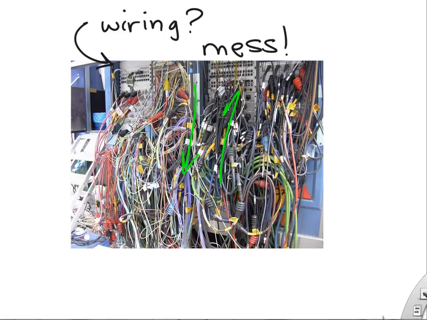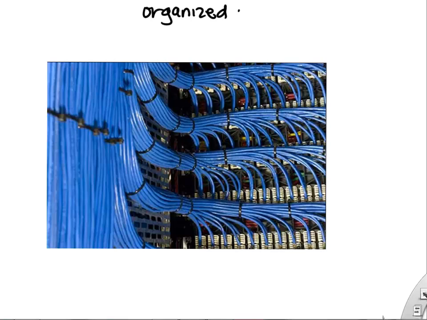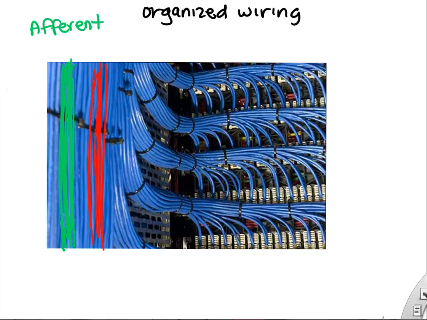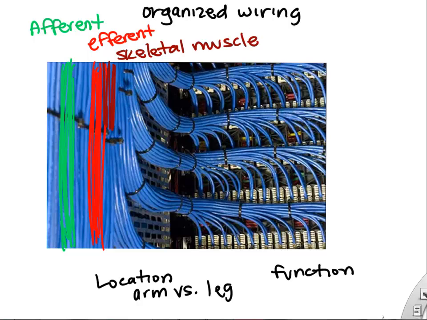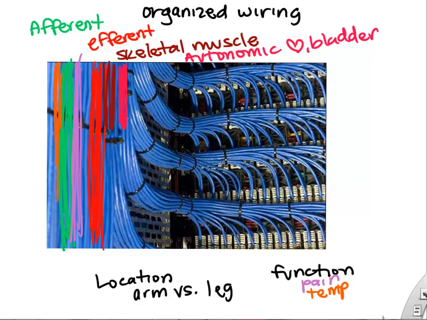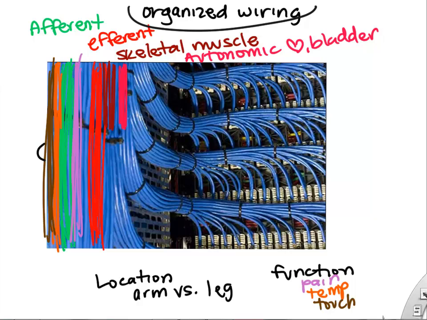Okay, so if you've ever seen wiring like this in your house or in a computer or somewhere at work, you know it's messy. And so luckily our spinal cord and our wiring system is very organized. So we can have sets of afferent wiring. Again, when I say wiring, I'm talking about the axons from the various neurons. We can have efferent wiring. We can have wiring that's separate for our arm versus our leg. We can have wiring that's separate based on function. So we could have our skeletal muscle efferent wiring separate from our autonomic efferent wiring. When we look at our sensory wiring, we can have our temperature, our pain, and our touch wiring, our axons and neurons separate. And again, so we're very organized.